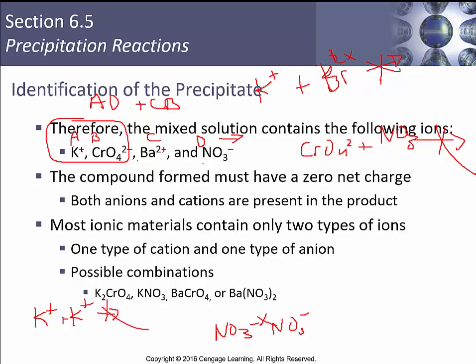Neither might be a precipitate. They both might be a precipitate. We'll have to look at the rules. All right, so we got a couple of different combinations: potassium chromate, potassium nitrate, barium chromate, or barium nitrate. We already said barium nitrate, not going to happen. We already said potassium chromate's not going to happen, otherwise it wouldn't be coming in solution. So the only possible ones we've got are the potassium nitrate and the barium chromate.